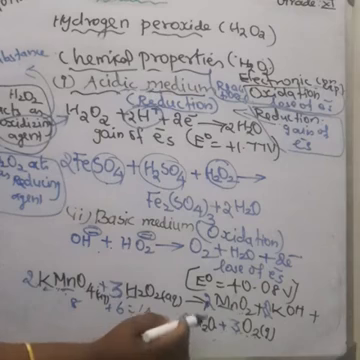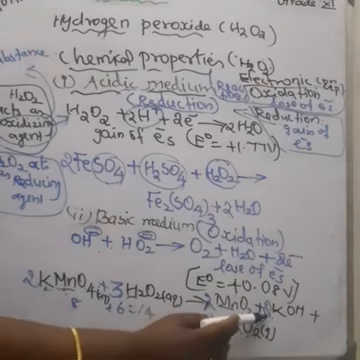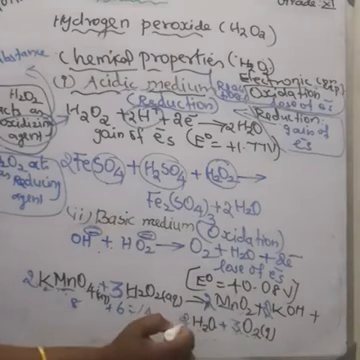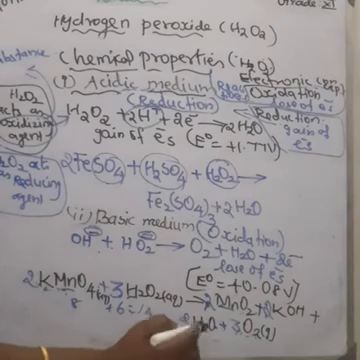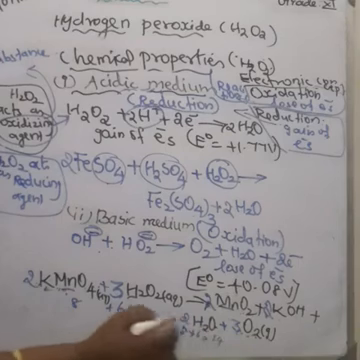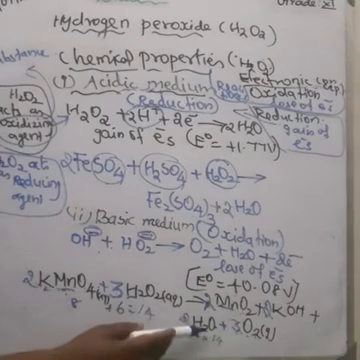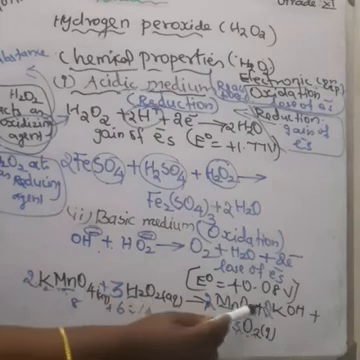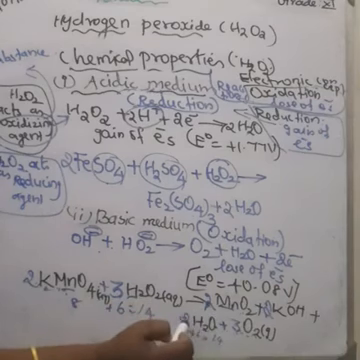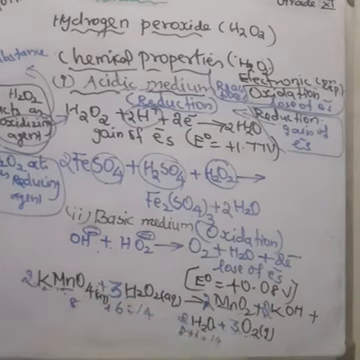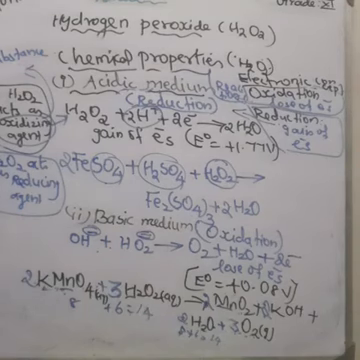2 twos are 4, 4 plus 2 6, 6 plus 2 8, 8 plus 6, 3 twos are 6, means 14. Oxygen balanced. Now is hydrogen balanced or not? 3 twos are 6 hydrogen. Here 2 plus 2 twos are 4, 4 plus 2, 6. Hydrogen also balanced. Everything is now balanced. Okay, understood? So this is hydrogen peroxide in basic condition. This is very, very important.